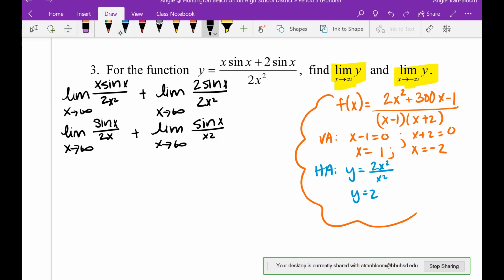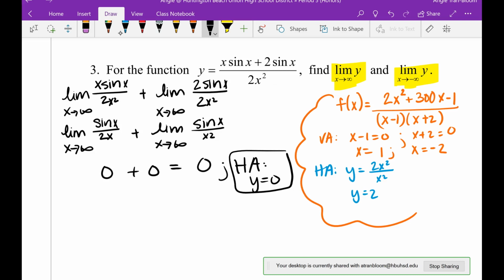So that is 0 plus what? Oh yeah, this one is more 0, right? It's getting closer to 0 even faster. Can we agree? Yes. So that's 0. Because the limit as x approaches infinity is 0, is it an HA or is it a VA? HA. There's an HA at y equals what? 0. That's why we find the limit as x approaches infinity, so we know that we can find the HA.